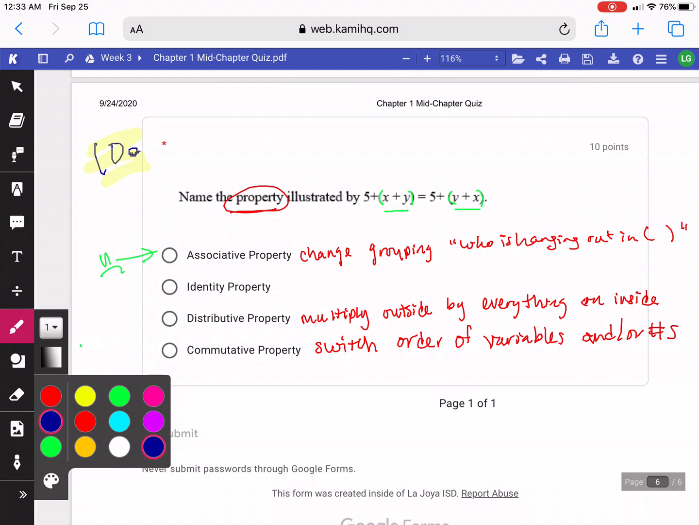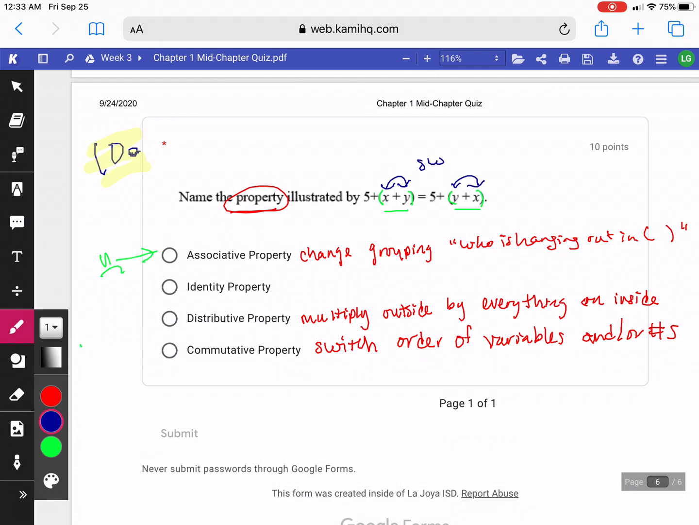If you look carefully, they're actually switching the order of X and Y. Here X comes first, then Y. Here Y comes first, then X. So here, since they switched the order, that's your commutative property. So that was the correct answer for that one. Again, a lot of you made a common mistake there.